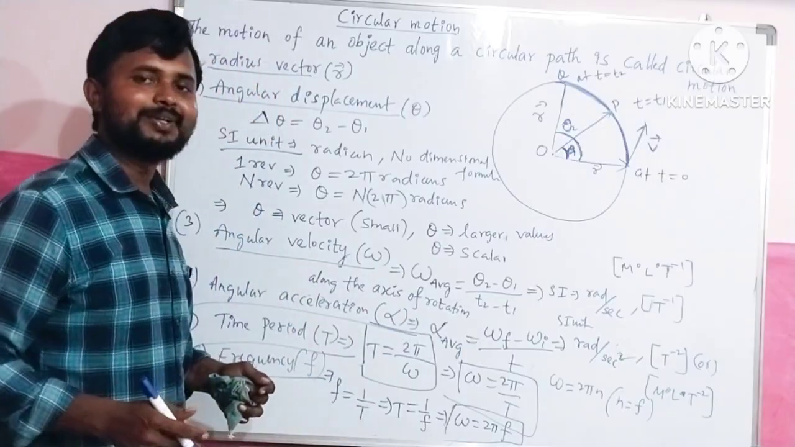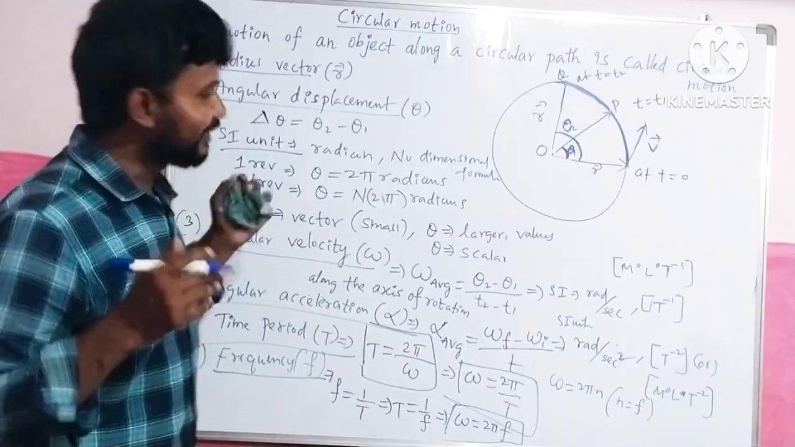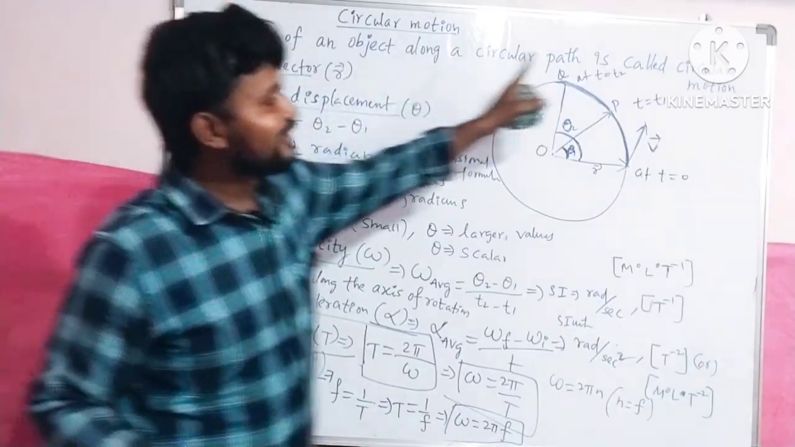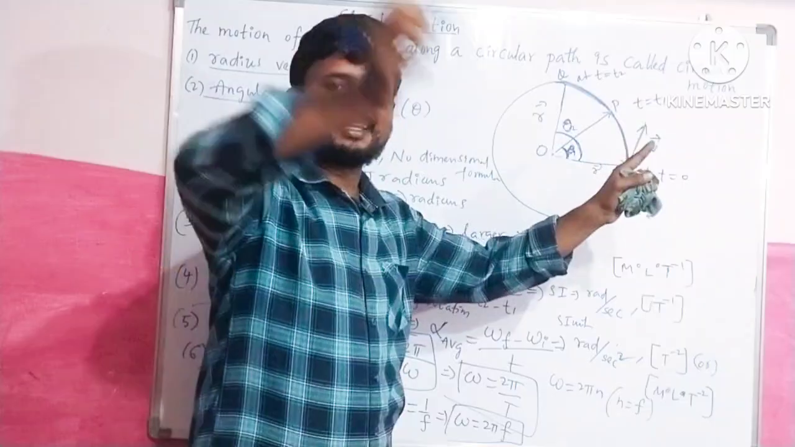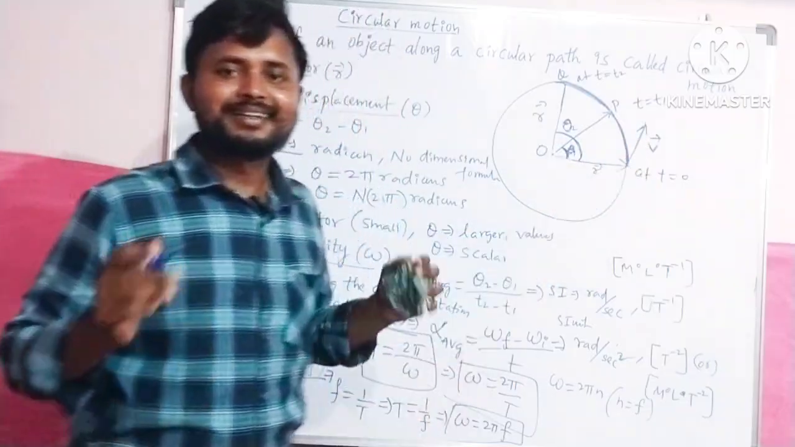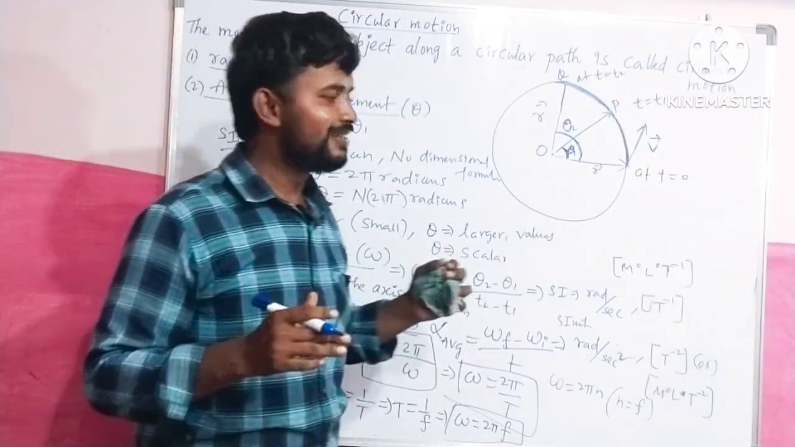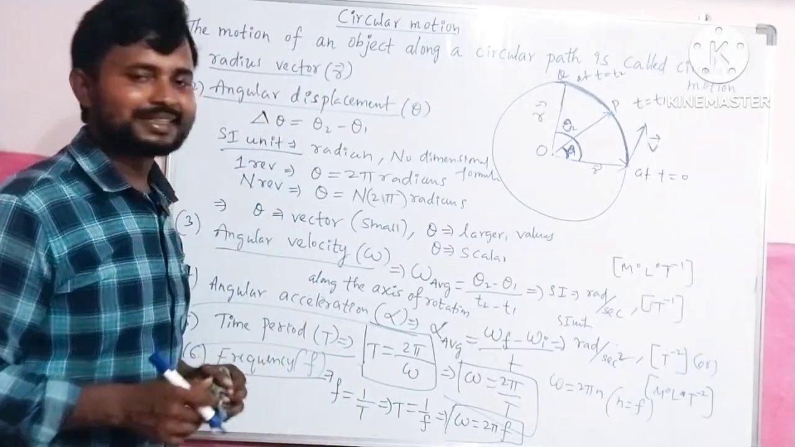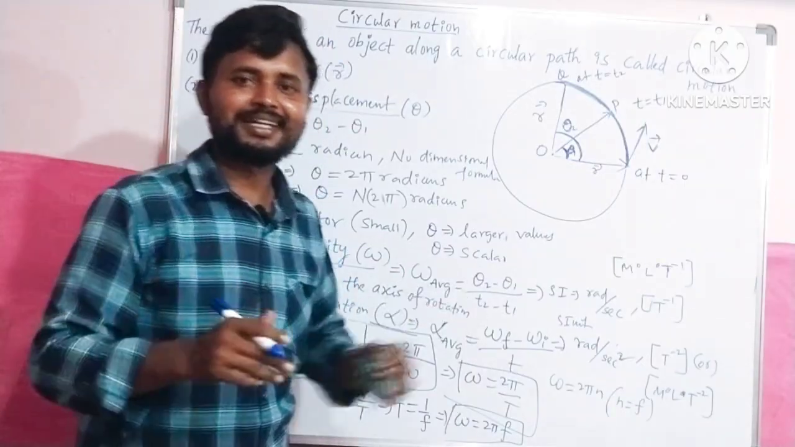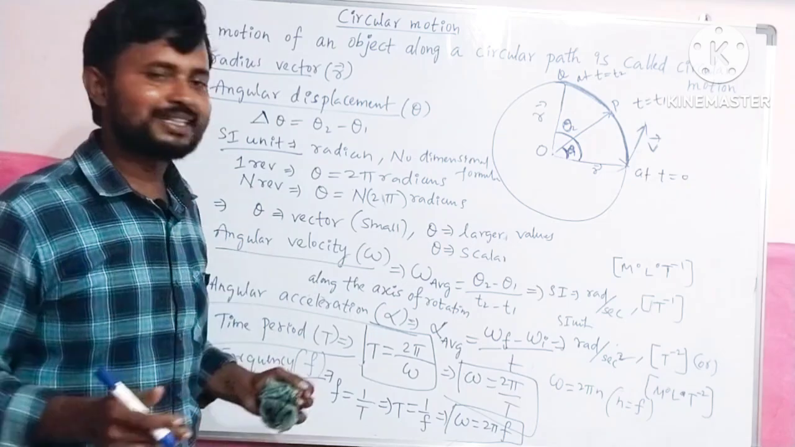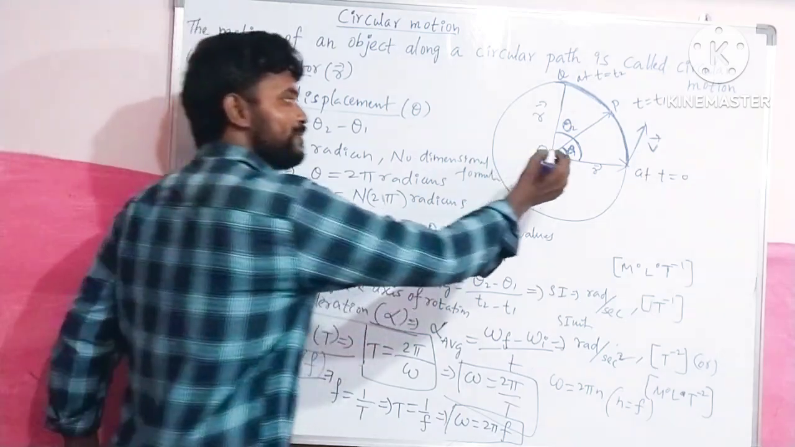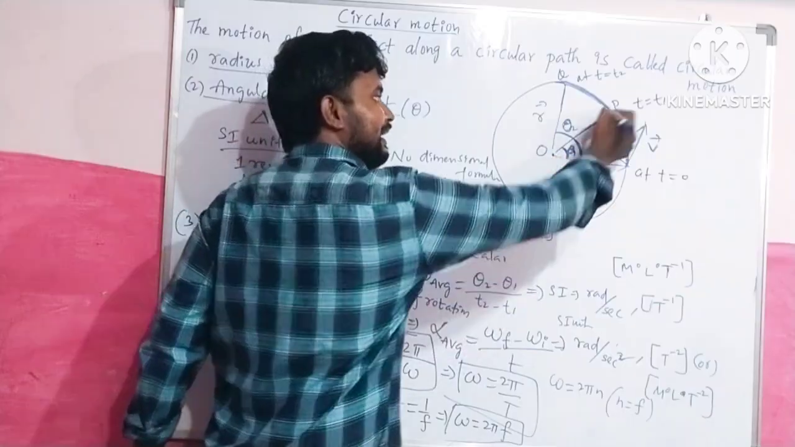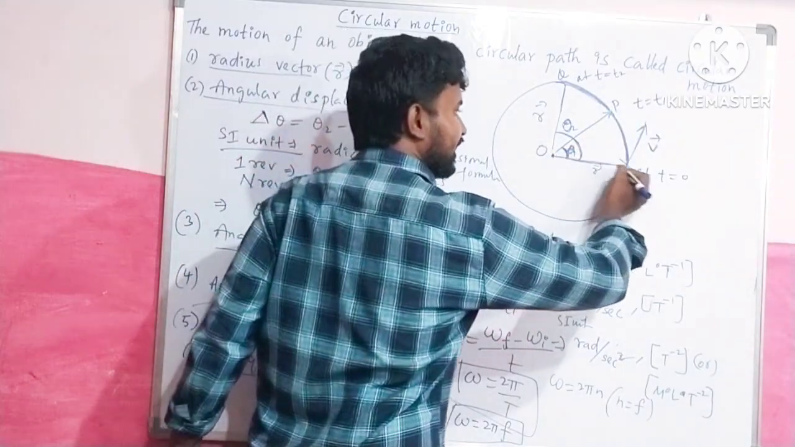This is about circular motion. Circular motion means the motion of an object along a circular path. Next thing is the radius vector. What does radius vector mean? Radius vector means the distance from the center of the circular path to the circumference of a circle.